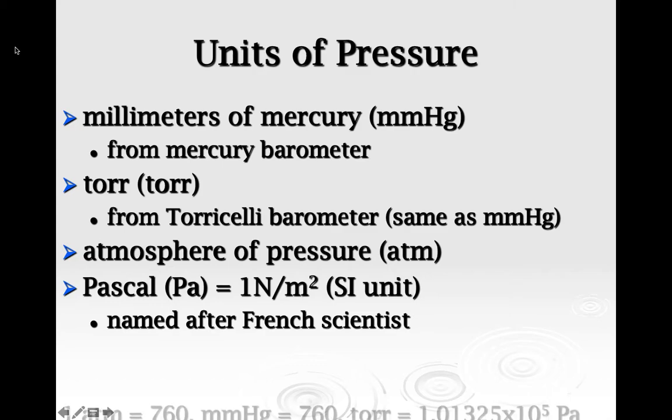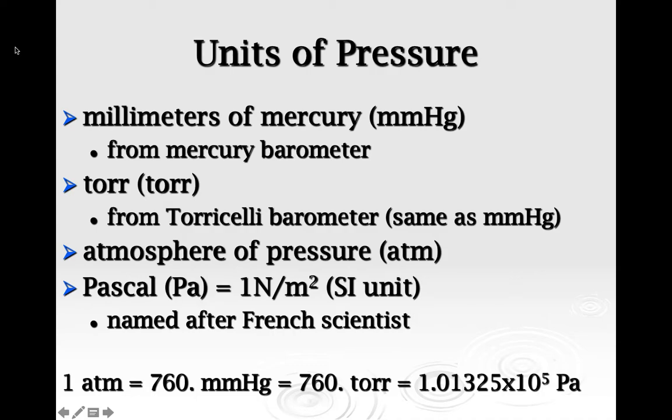The main conversion is right here. So, I already mentioned it. An atmosphere is the exact same thing as 760 millimeters of mercury, which is the exact same as 760 torr, which is the exact same as 1.01325 times 10 to the fifth pascals. And that is the conversion that you'll have to use to go between atmospheres and millimeters of mercury. You do not have to memorize that. It's on your reference sheet, or you can look it up.